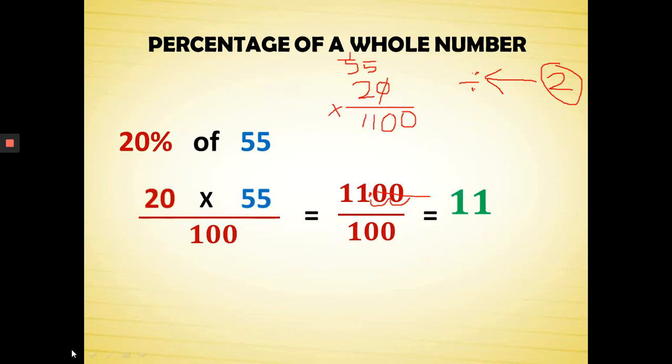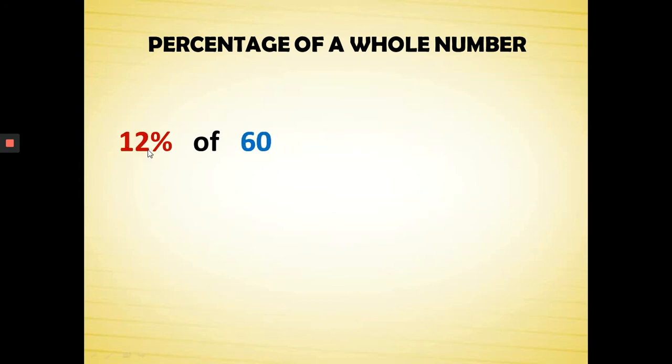Okay, actually there is another way of doing this, and that is to get the denominator here 100. So that's 20%. Denominator is 100. Same way, 20 times 55 equals 1,100, and then divided by 100. So same thing, you get the same answer. So this way that I'm showing you is the easier way.